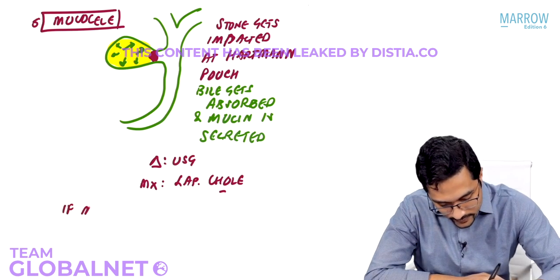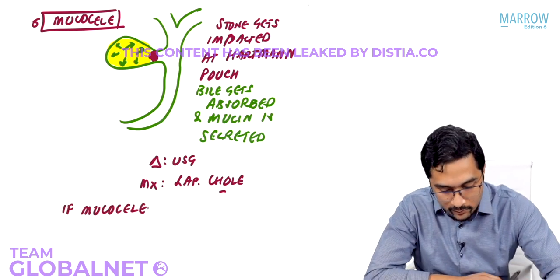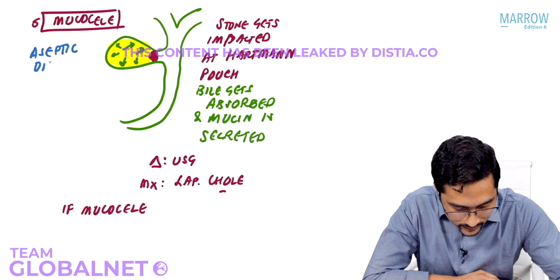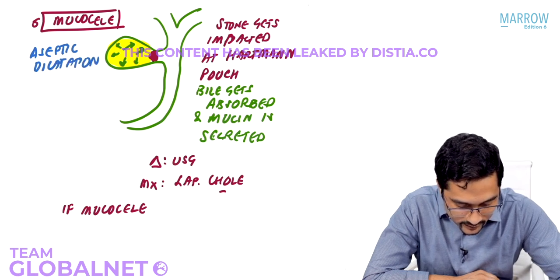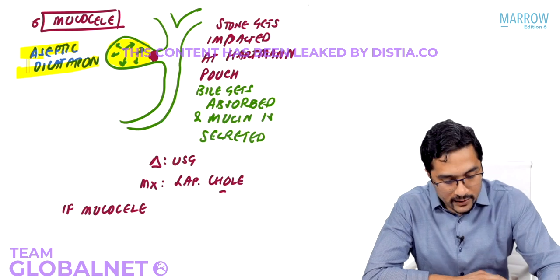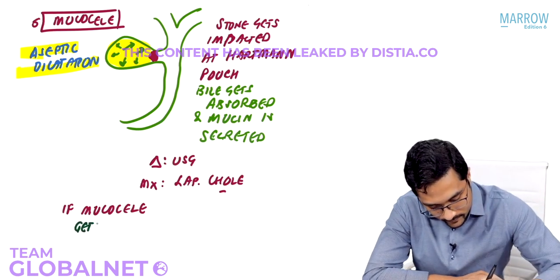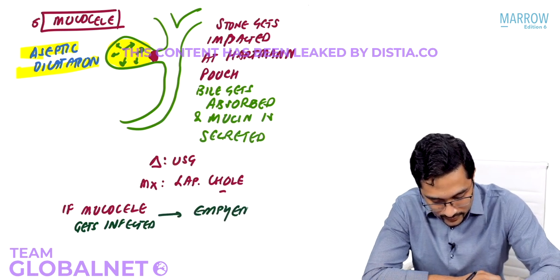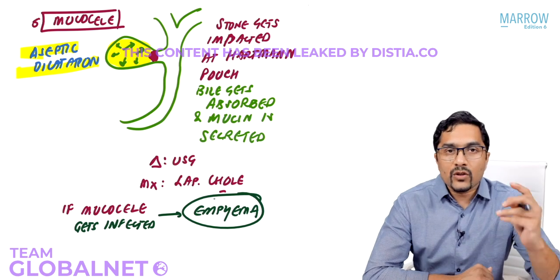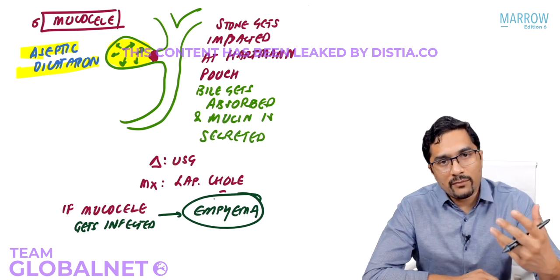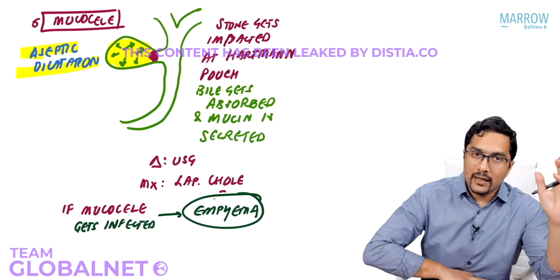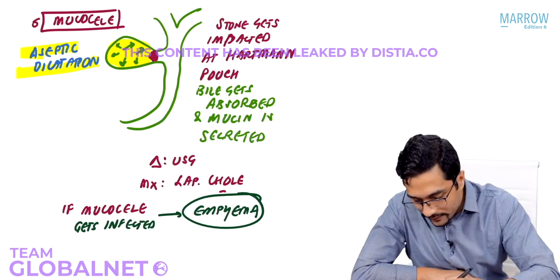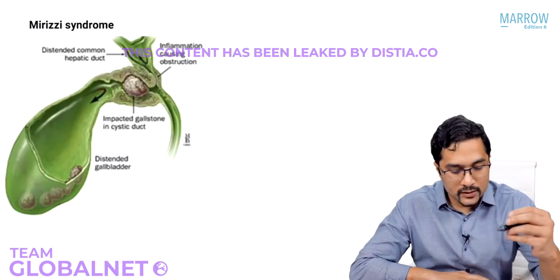If mucocele becomes infected, so mucocele, you need to remember, mucocele is aseptic dilatation of the gallbladder. There is no infection, it is aseptic. But if mucocele gets infected, it gives rise to empyema of the gallbladder. The treatment remains the same. You need to carry out a lap cholecystectomy, but instead of mucin here, now you're going to get pus inside the gallbladder.